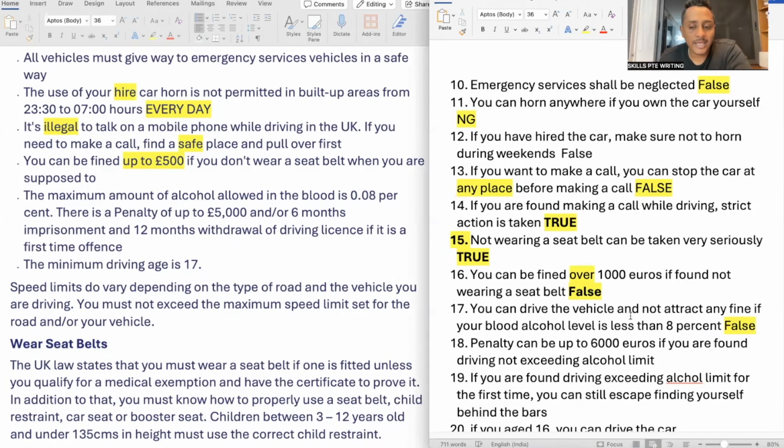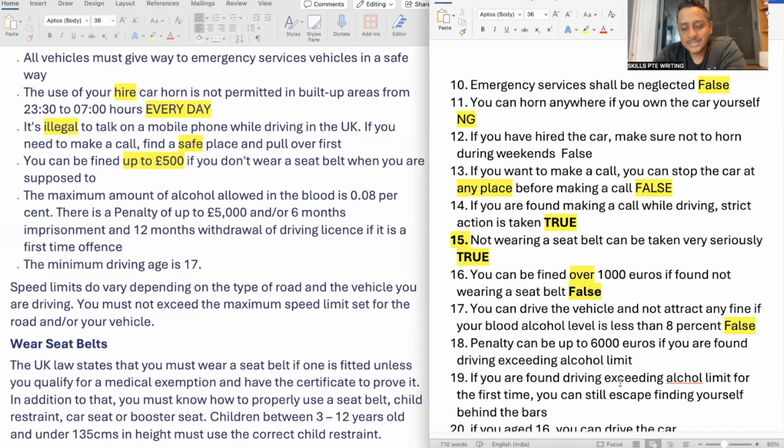Penalty can be up to 6,000 euros if you're found driving not exceeding the alcohol limit. What is the answer? I think the question has an issue. Very sorry. It should be exceeding, not not exceeding. You can now rephrase your answer and tell me. I'll give you some 10 seconds.